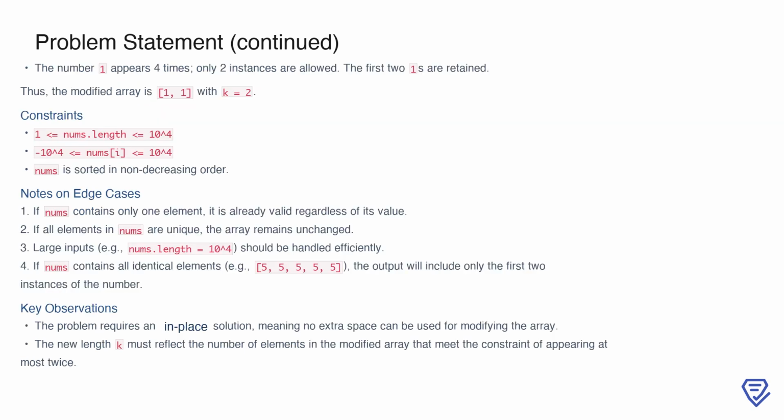This results in the modified array 0, 0, 1, 1, 2, 3, 3, with a new length of k equals 7. Now consider a simpler case where the input is nums equals 1, 1, 1, 1. The output is k equals 2 and nums equals 1, 1. Here, the number 1 appears 4 times, but since only the first 2 instances are allowed, the modified array contains just 1, 1. The new length, k, is 2. To summarize, the constraints ensure that at most 2 instances of any unique number are retained, regardless of how many times it originally appears in the array.